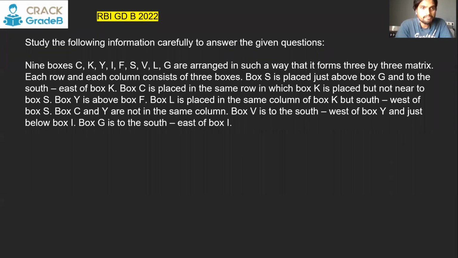It says 9 boxes C, Y, K, I, F, S, V, L, G are arranged in such a way that it forms a 3 by 3 matrix. Each row and each column consists of 3 boxes. Box S is placed just below box G and to the southeast of K. So first we'll roughly draw the 9 boxes. 3 by 3 matrix. So 1, 2, 3, 4, 5, 6, 7, 8, 9. So this is how the boxes are placed, and we know the direction structures as well.